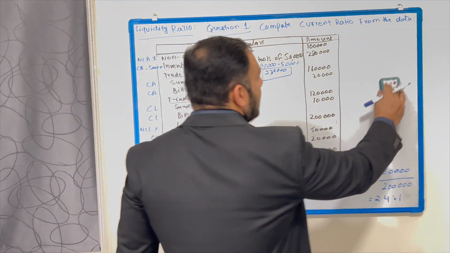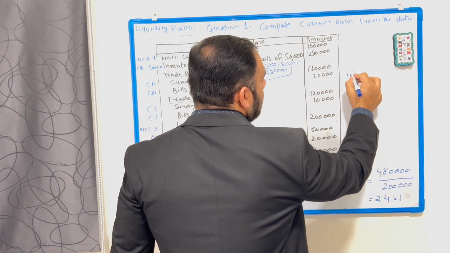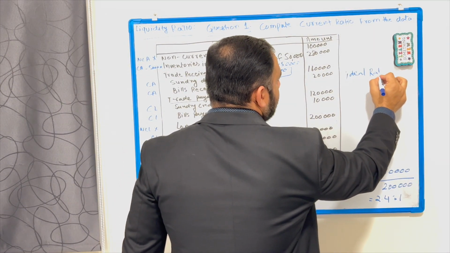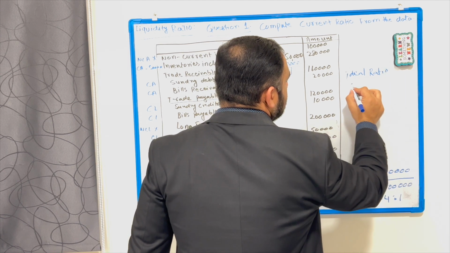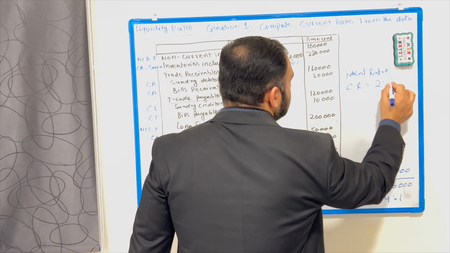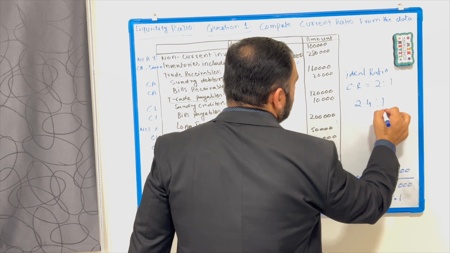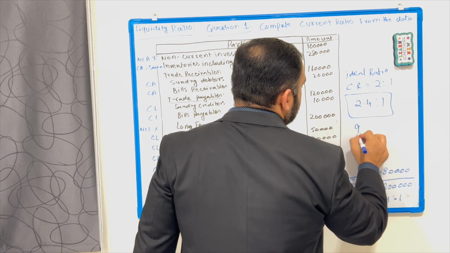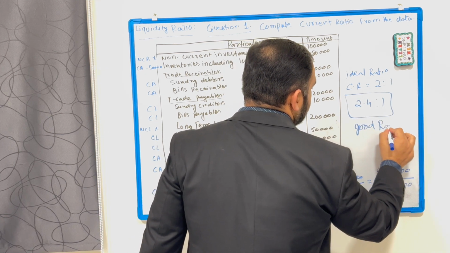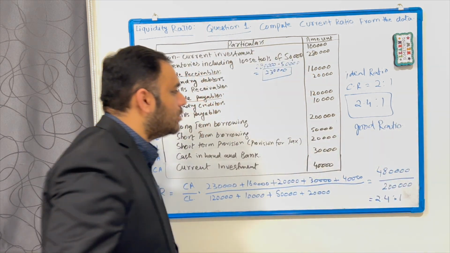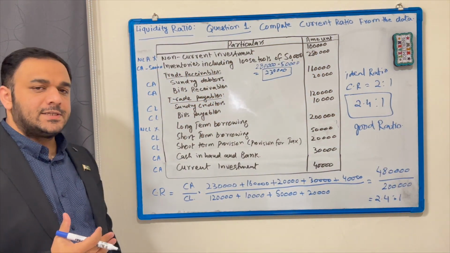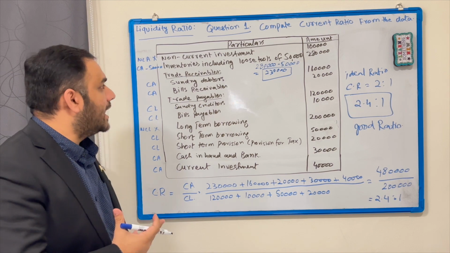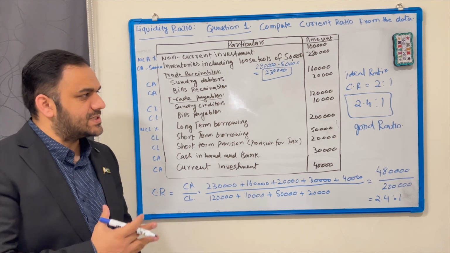So here we can say, the ideal ratio of current ratio is 2:1. So we have 2.4:1. So it means it's a good ratio. This is how you find current ratio and liquidity ratios. This is the entire question.